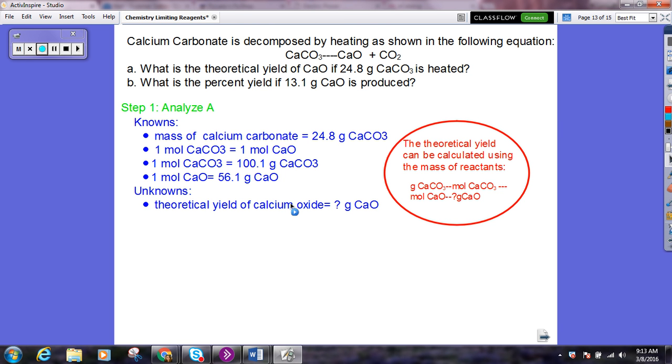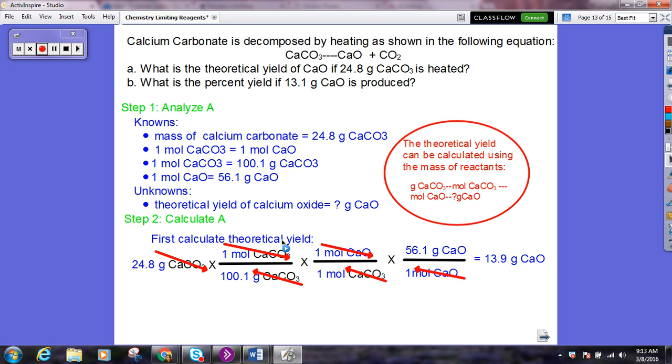To make sure we have all of this set right, we need to understand we're going from grams of calcium carbonate to moles of calcium carbonate, because that's how our equation relates it, to moles of calcium oxide, out to grams of calcium oxide. So let's go look at that big, huge equation, even with all the crossouts, because we need to calculate.